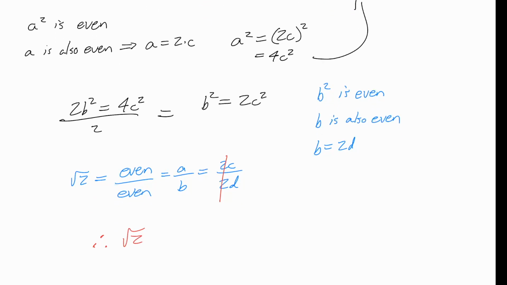Therefore, the square root of 2 is not a rational number.